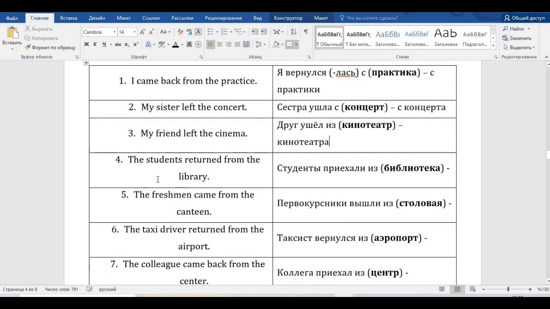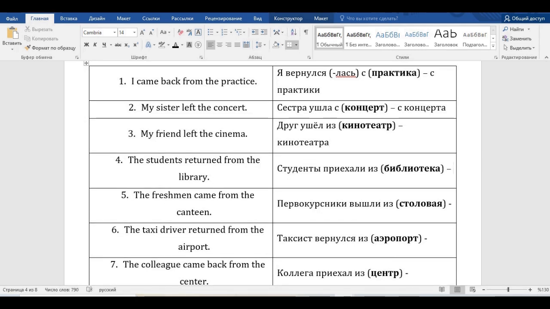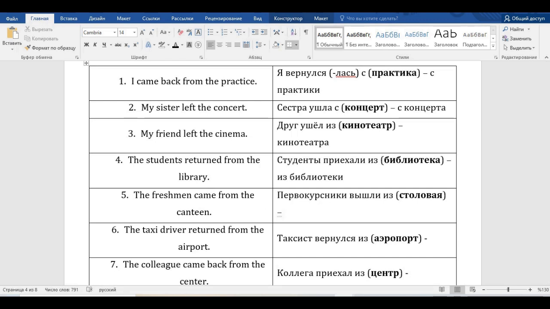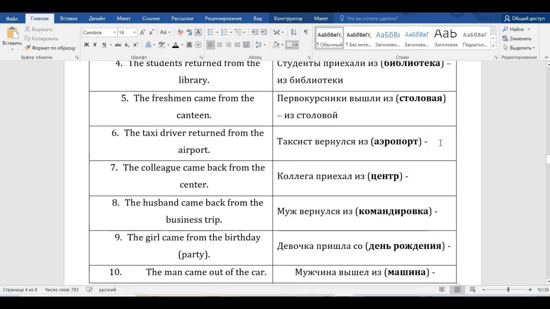Next sentence. The students returned from the library. We mean the building. Студенты приехали откуда? Из библиотеки. 5. The freshmen came from the canteen. Первокурсники вышли откуда? Из столовой. 6. The taxi driver returned from the airport. Таксист вернулся откуда? Из аэропорта.